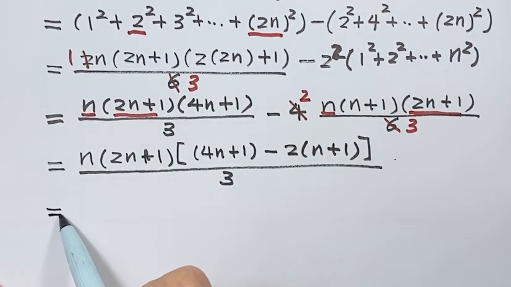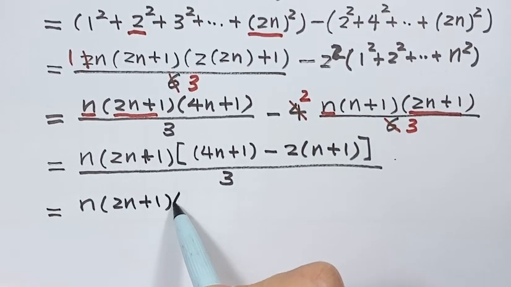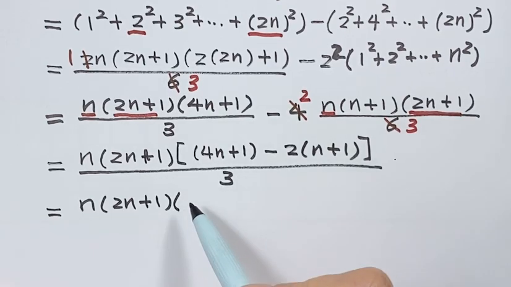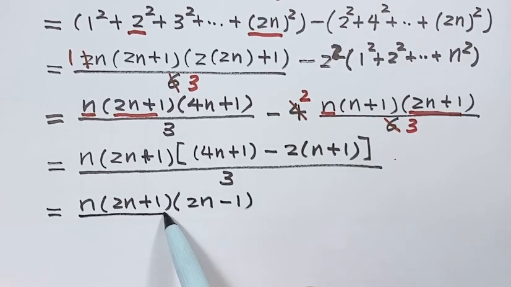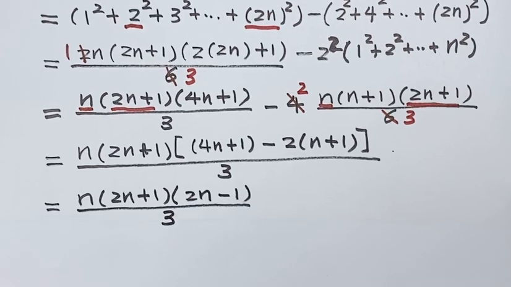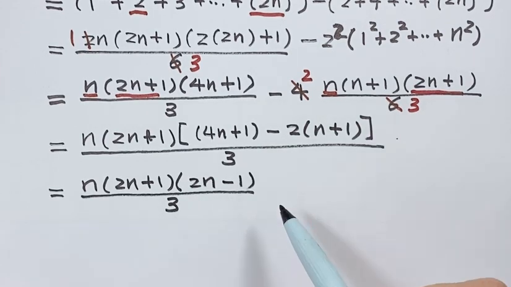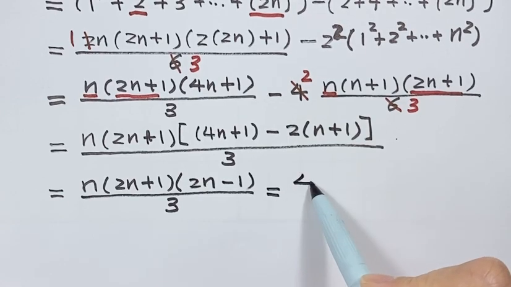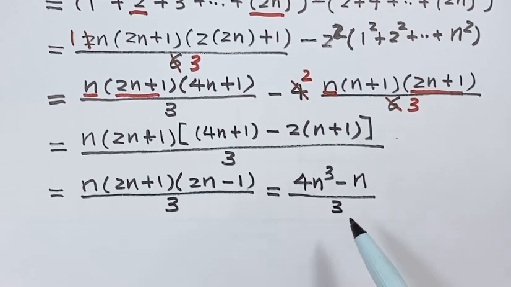Then simplify this part. We have n times 2n plus 1, then 4n minus 2n is 2n, and 1 minus 2 is negative 1, then divided by 3. For the top part, 2n plus 1 times 2n minus 1 is 4n squared minus 1. Then times n, we have 4n to the third minus n, then divided by 3. So this is a simplified expression for the sum of squares of odd integers.